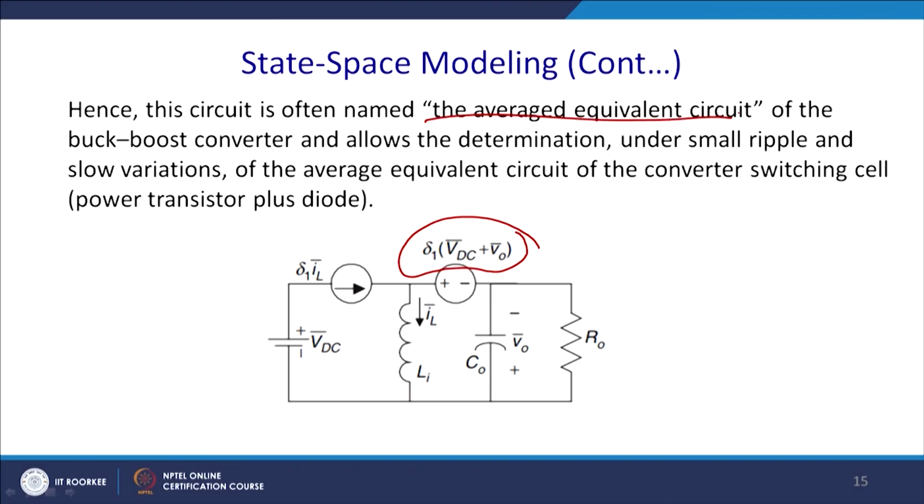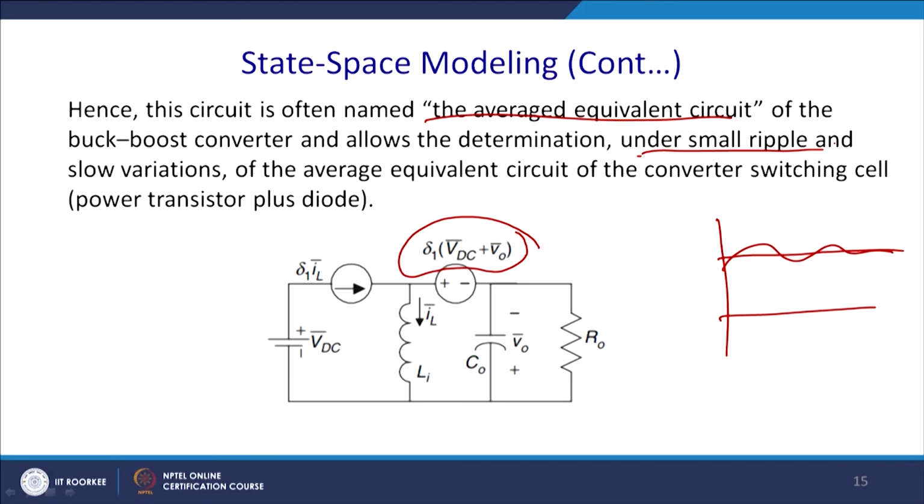The average equivalent circuit is something like this: if you have this kind of waveform, you may say I have this much average value, and over it there is a superimposed sine wave. In a control system, we may say this is the average value, and over it there is a perturbation or disturbance. So, the average equivalent circuit of the buck-boost converter allows the determination under small ripple and slow variations.